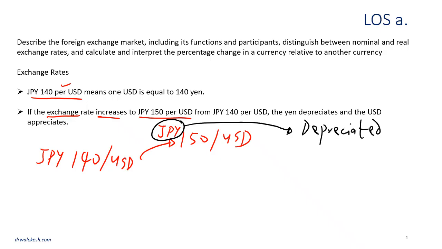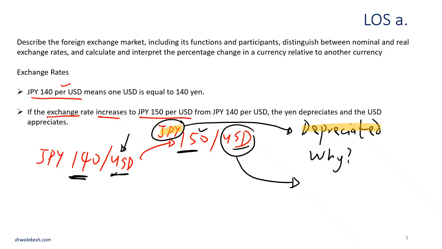And the big question is why? Before now, 140 units of Japanese yen could buy 1 US dollar, but now we need more Japanese yen to buy the same 1 US dollar. So that implies that Japanese yen has depreciated. Since Japanese yen has depreciated, then that implies that US dollar has appreciated.